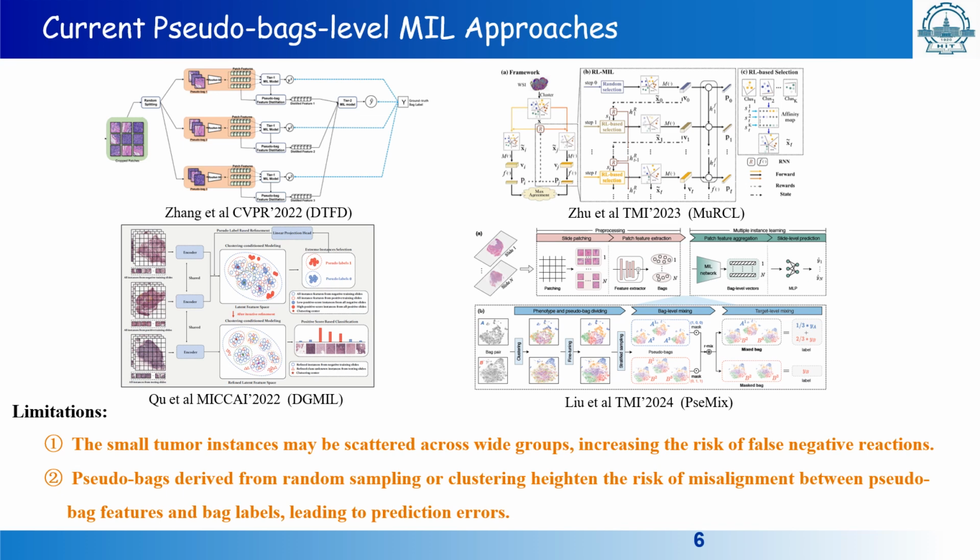1. The tumor instances may be scattered across wide groups, especially for WSIs with small and dispersed lesions, where the informative features are diminished, consequently increasing the risk of false negative reactions. 2. Pseudobags derived from random sampling disrupt intraclass instance homogeneity, while those derived from clustering may overly prioritize contextual similarities irrelevant to the label. Both strategies heighten the risk of misalignment between pseudobag features and bag labels, leading to prediction errors.